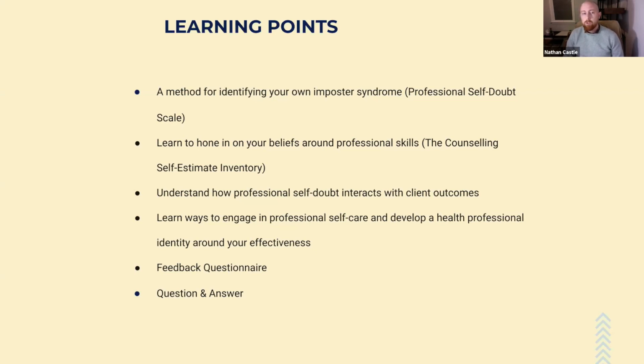We're also going to learn to hone in our own belief around professional skills using this counselling self-estimate inventory. And this really cuts up what we think are our strengths and perhaps our weaknesses or areas to improve in our therapy work. It's a really nice way to clarify what this means for us. We're going to talk about how professional self-doubt interacts with client outcomes. And this is probably where I got most interested in it. How would something like professional self-doubt impact client outcomes? We're definitely going to talk a lot about that today. We're going to combine self-care skills, what we can do to be sustainable psychologists in today's times.